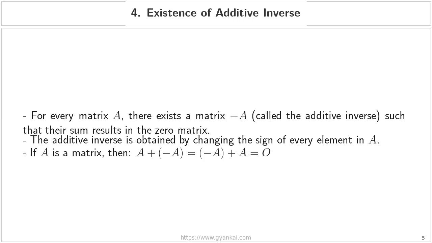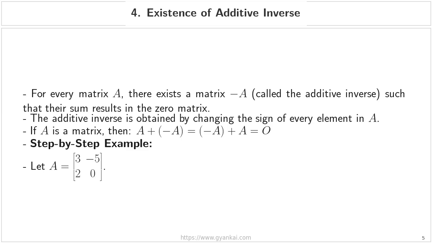In formal terms, if we have a matrix A, then matrix A plus negative A, or negative A plus matrix A, will always equal the zero matrix, O. Let us walk through a step-by-step example to illustrate this.